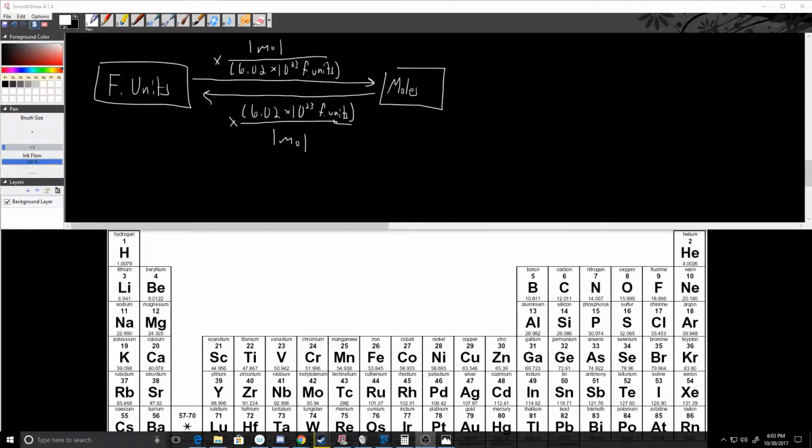So yesterday, last time, we looked at the idea of a mole and what it told us about the number of atoms or molecules of a substance. Today we're going to be looking at what moles tell us about the mass of a substance. So we're going to make use of the average atomic mass located on the periodic table.